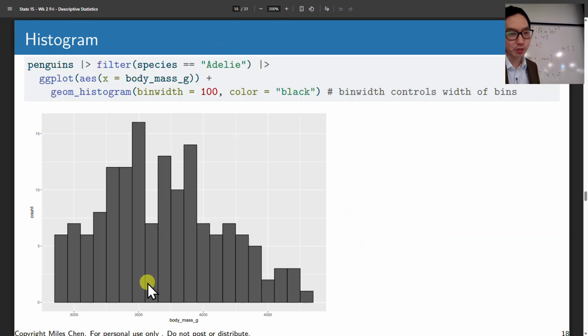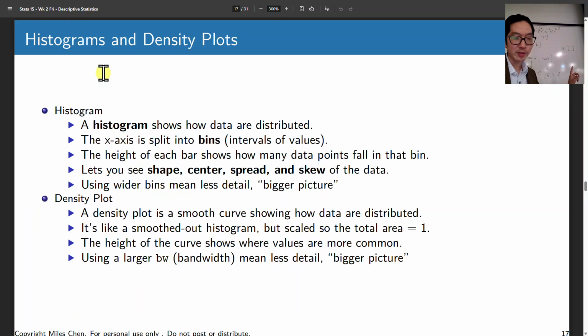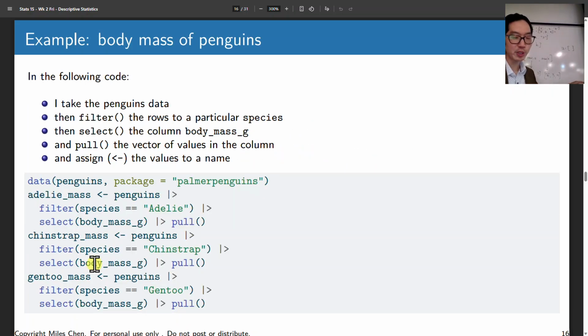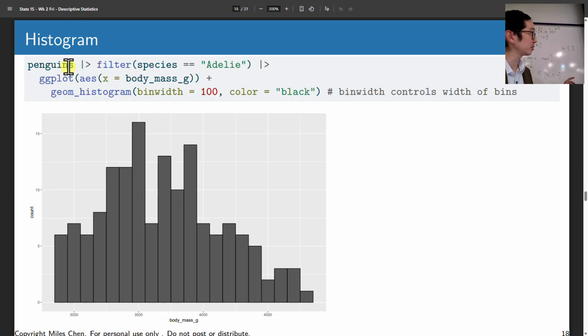So anyway, let me just show you. Here, I'm taking the penguins data set, filtering it to just the Adelie species, and then I'm going to do ggplot, putting the body mass on the x-axis. Even though we went through the process of extracting these vectors up here, I'm not using the vectors; I'm still using the original data set. Then I'm going to say geom_histogram.